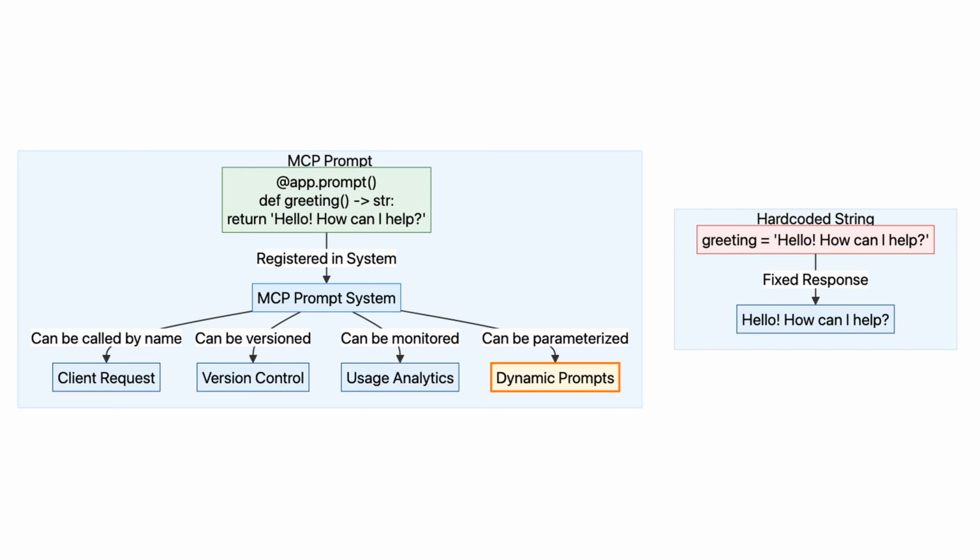That seems almost too easy. So it's basically just a function that returns a string. How is that different from just hard-coding the greeting somewhere? And what if I need something more dynamic than just a static greeting?